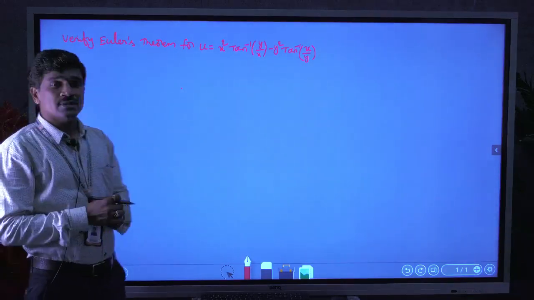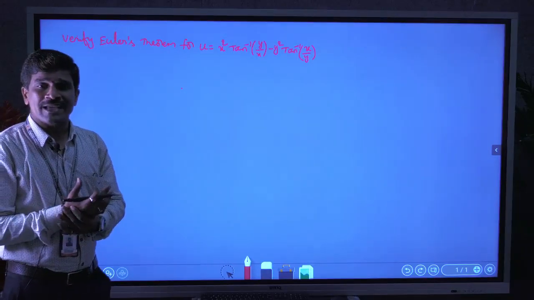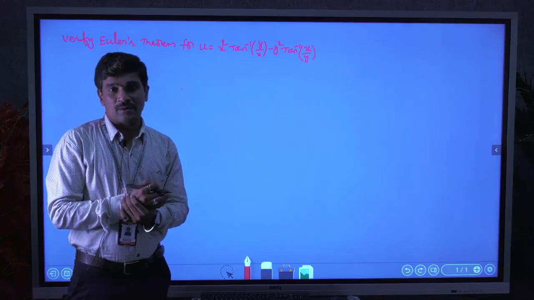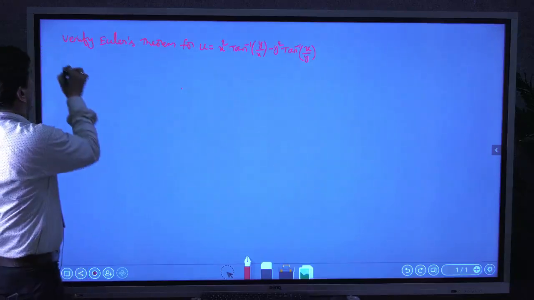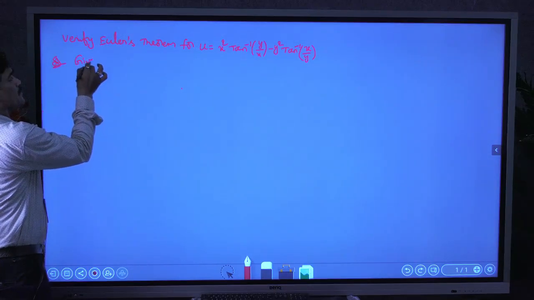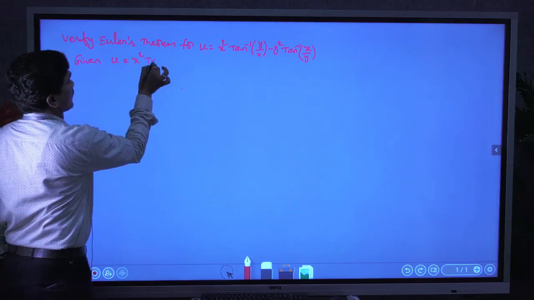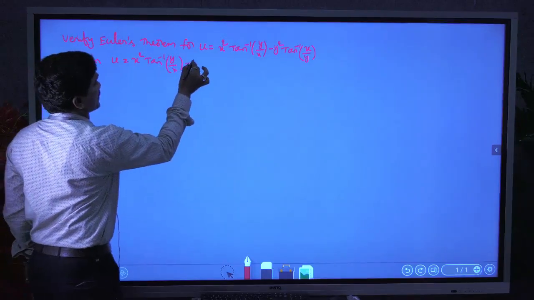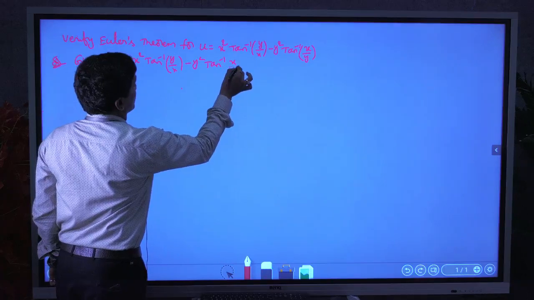So what is Euler's theorem? Actually suppose z is the function, then Euler's theorem is x dou z by dou x plus y dou z by dou y is equal to nz, right? Here the function is u. So now first of all write the given one. Given u is equal to x square tan inverse of y by x minus y square tan inverse of x by y.